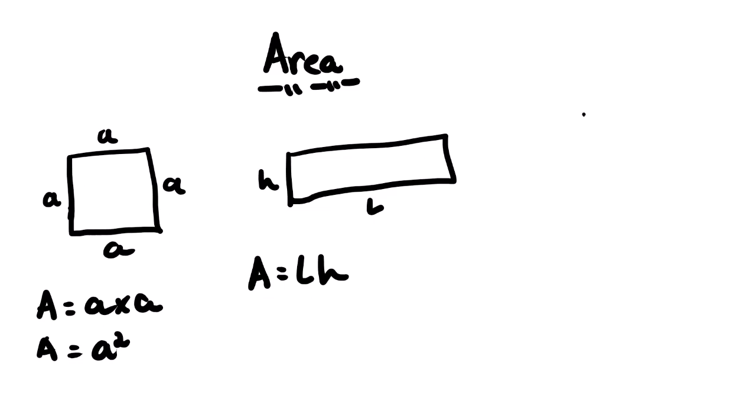And then lastly we have a triangle. Now the basic area equation of a triangle will be half multiplied by base multiplied by height. That will be the basic equation to calculate the area of a triangle. Now we know that we have different types of triangles.